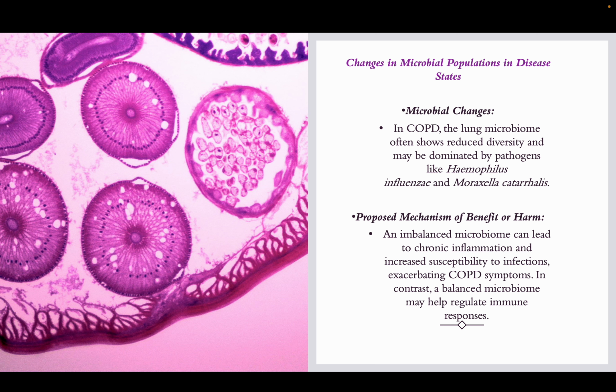Proposed mechanism of benefit or harm. An imbalanced microbiome can lead to chronic inflammation and increased susceptibility to infections, exacerbating COPD symptoms. In contrast, a balanced microbiome may help regulate immune responses.